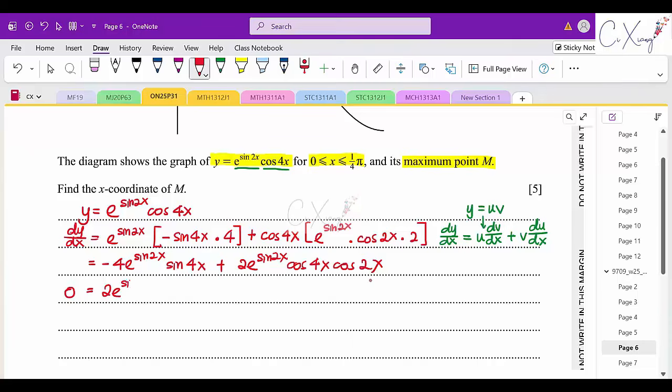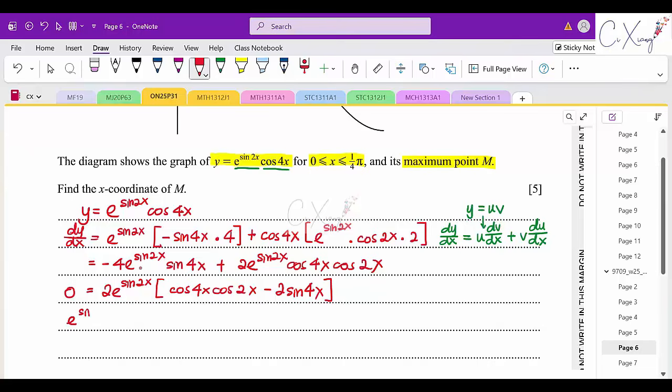We can take out basically the 2e to the power sin 2x. Factorize out this one. I put this one in front because it is positive, then this one negative, I put at the back. If I take out the 2e to the power sin 2x, I will have cos 4x cos 2x for this case. Then what happened here? This one you need to have negative 2 sin 4x. Then you have two parts of the equation here, right? And we can continue to simplify them.